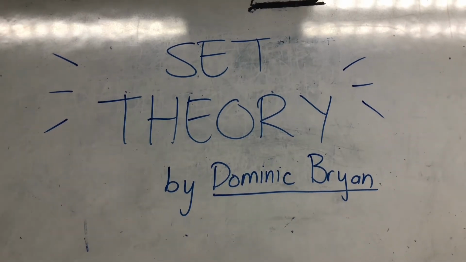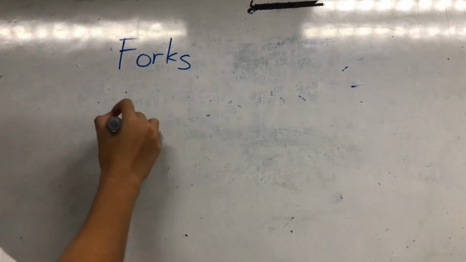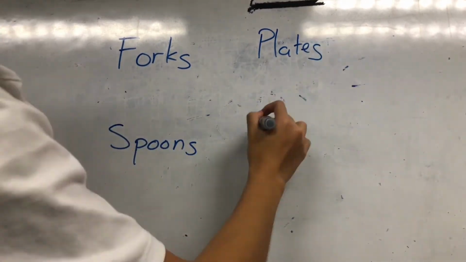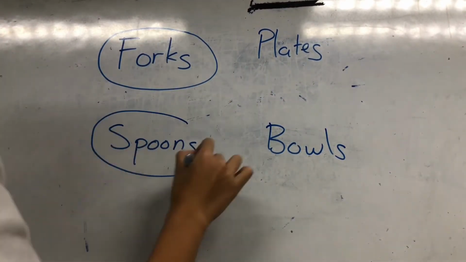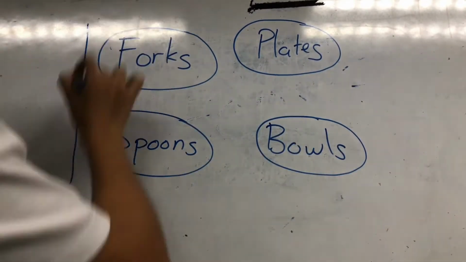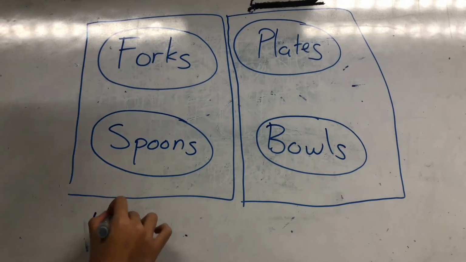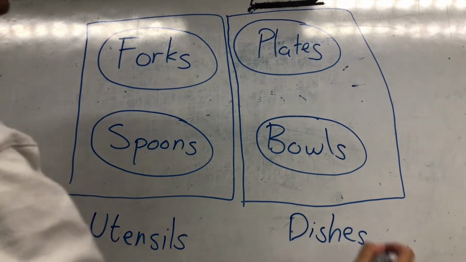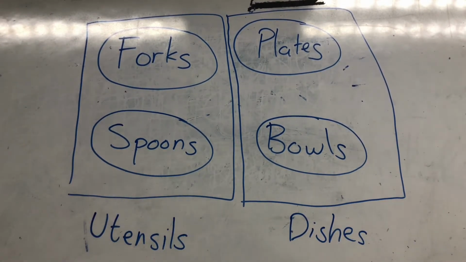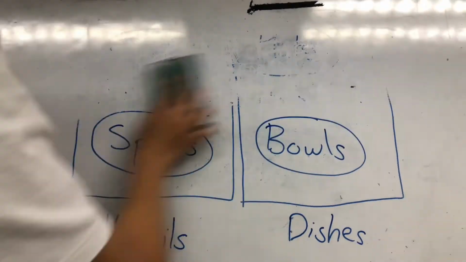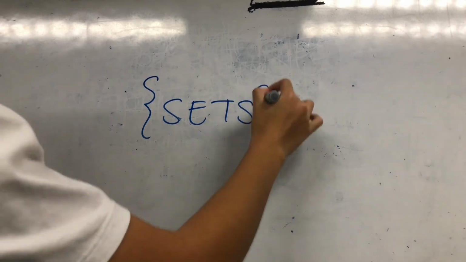Hello everyone, my name is Dominic, and today I'll be bringing you through set theory. In your house, you usually have a bunch of similar objects that you group together. For example, you probably have a few forks, spoons, plates, and bowls that you put together in the same place. Forks and spoons go to the utensil drawer, while plates and bowls go into the dishes drawer, for example. Without directly knowing it, you have engaged with one of the most powerful tools in mathematics: sets.